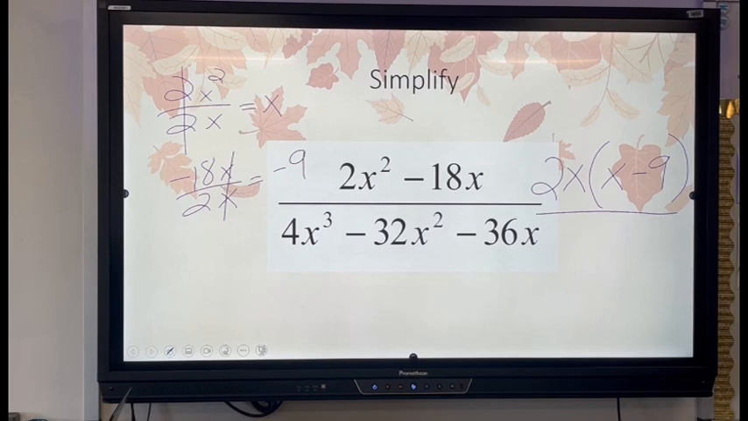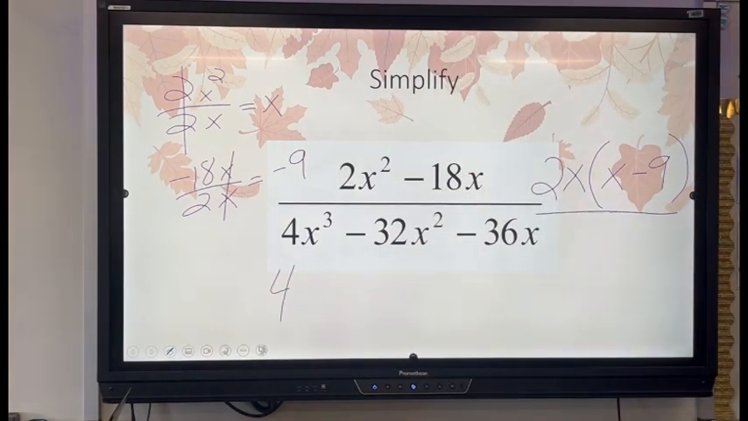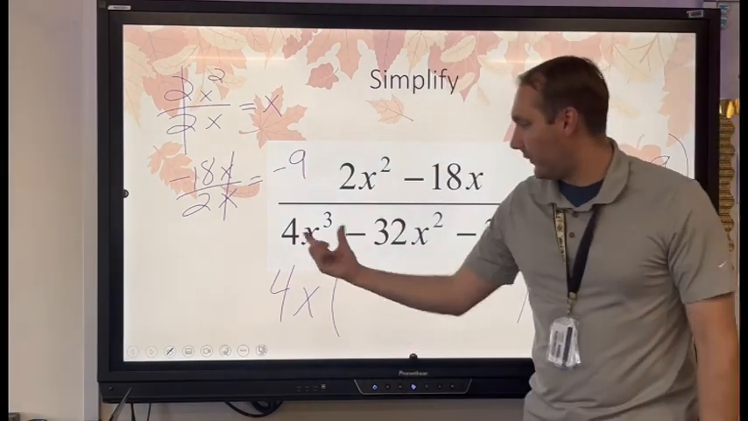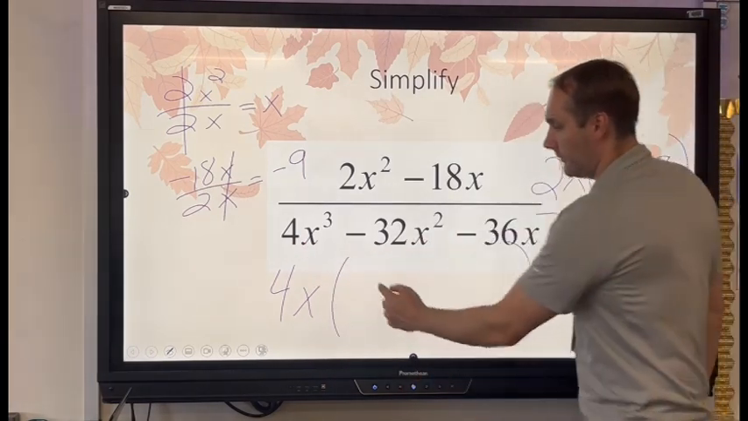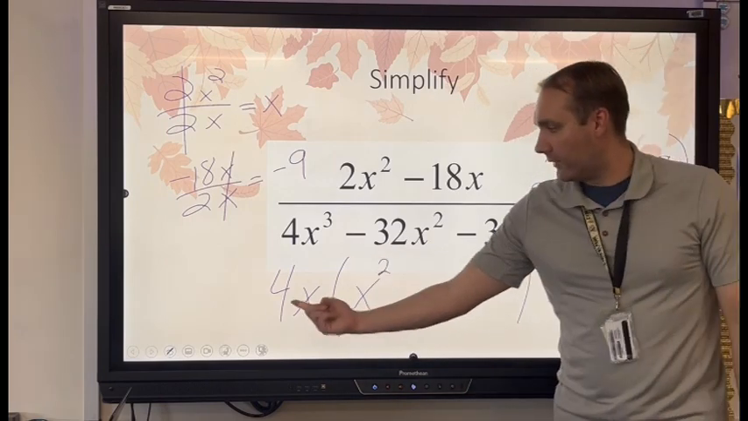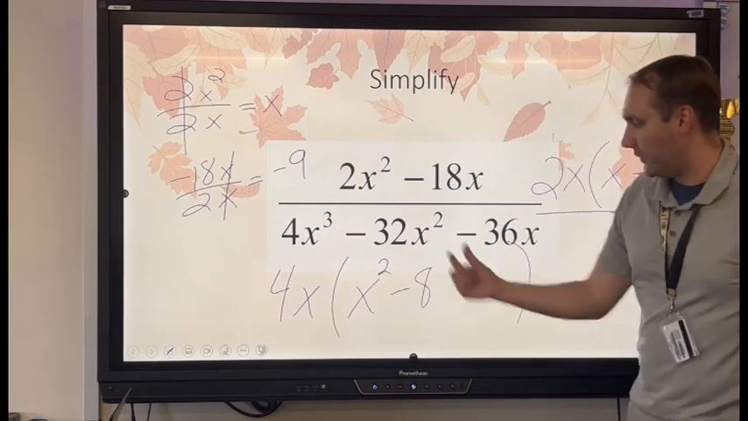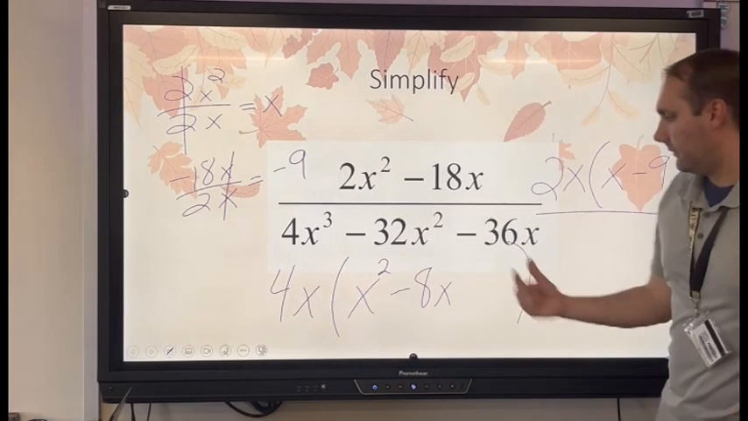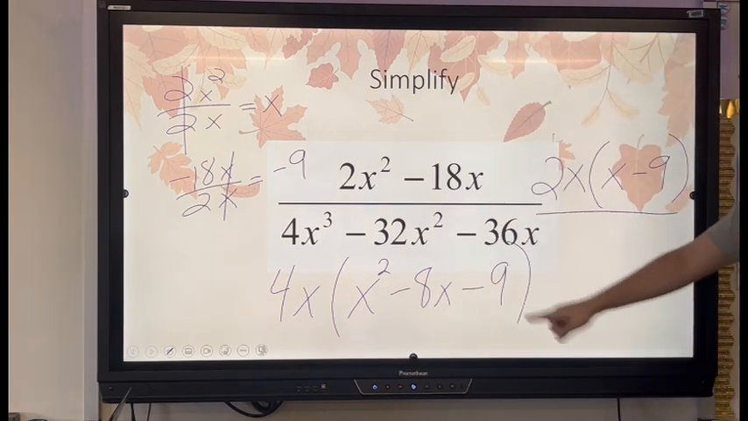4x cubed minus 32x squared minus 36x. 4 can go into all of them. What else do they all have in common? 1x. 1x, very nice. So let's go ahead and take away 4x from each of these numbers. What's left over here? x squared. What's negative 32 divided by 4? Negative 8. And I'm taking 1x away from 2x, 1 left over. What's negative 36 divided by 4? Negative 9, my bad. And I have 1x, I'm taking away an x. No more x's.